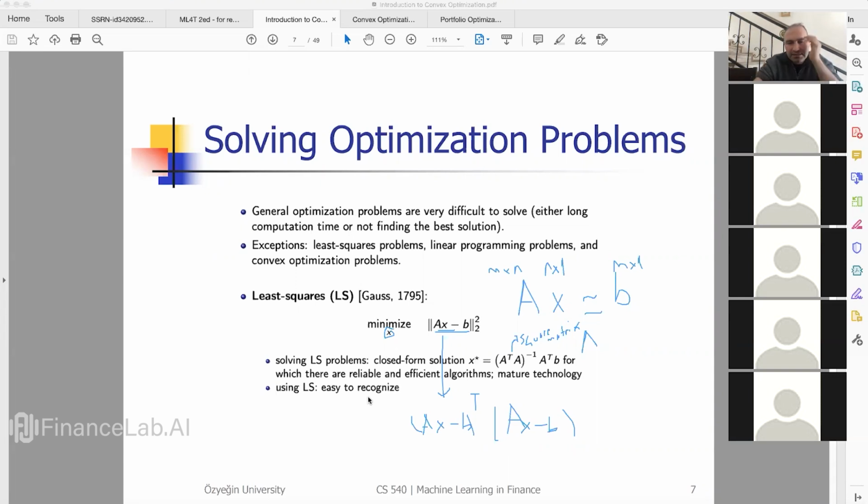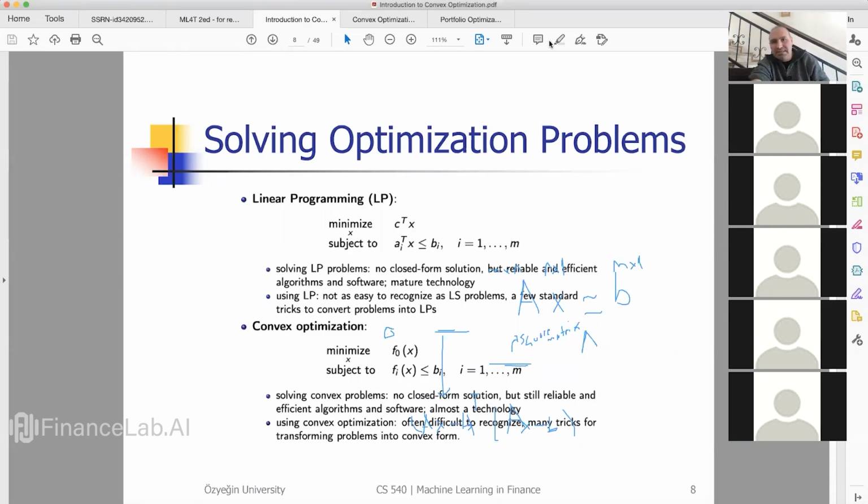Again, one thing about least square is that it is easy to recognize. Whenever you have multiple measurements with Ax equals b, then this is a least square problem, and the solution is, as I described here, a closed form solution.